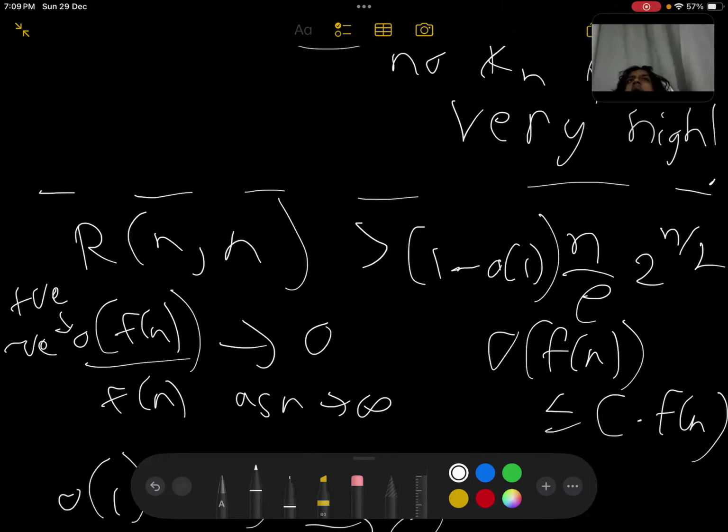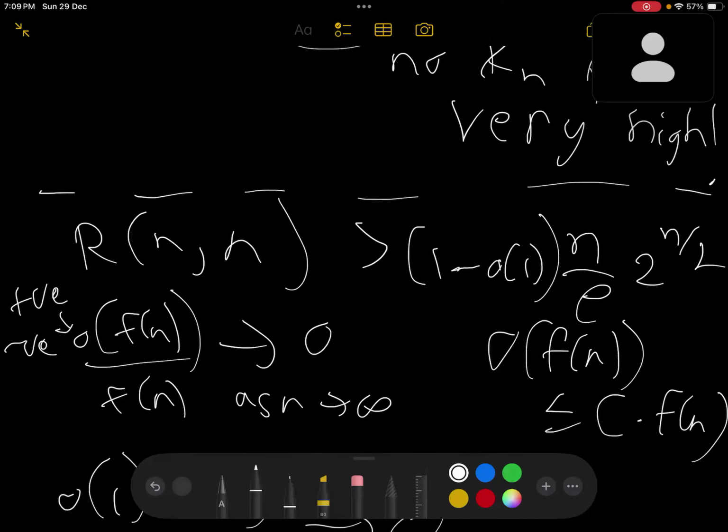This is like some constant, but small o just means that quantity goes to 0. So it could either be positive or negative. Or maybe writing it this way is better. The bound is not exactly n by e times 2 raised to n by 2. There is some error term, but that error term is small. It goes to 0 in comparison to the main term.